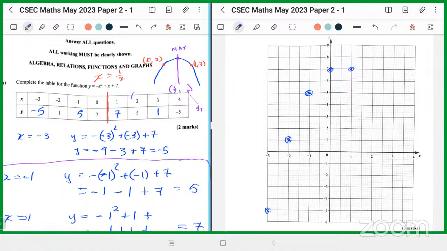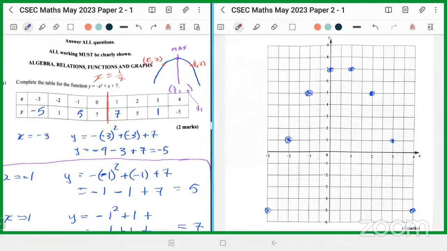The next point is (2, 5). 2 coming up to 5. You see the y value is the same as across here, 5. The graph is symmetrical. The next point is (3, 1). See, 1 coming back again. (3, 1) right here. The next point is (4, -5). 4 and come down to negative 5 right here. Can you see that, sir? Yes, sir.